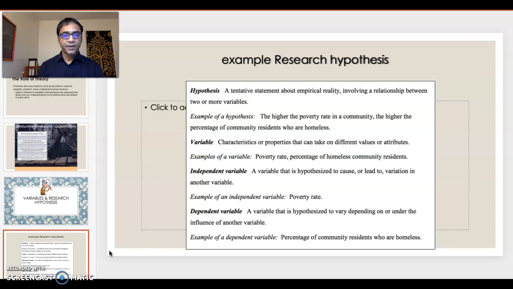To remember the difference between independent and dependent, I always suggest thinking that the independent variable comes first, and then the dependent variable. So the poverty here, according to our hypothesis statement, comes first, and then it causes homelessness. So the independent variable is poverty rate and the dependent variable is homelessness.